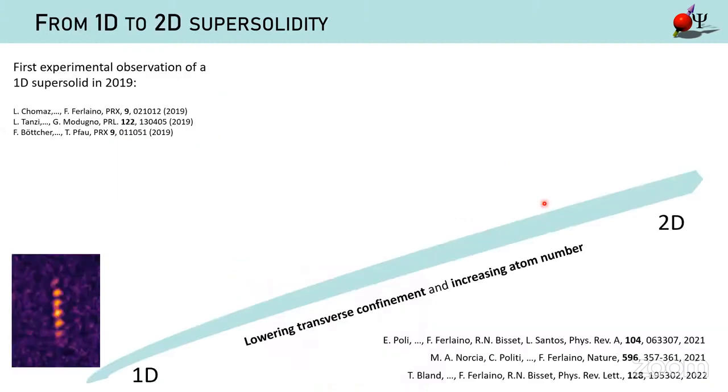Now, the first experimental observation dates back to 2019, where they created this supersolid made of droplets that are aligned in a single row.